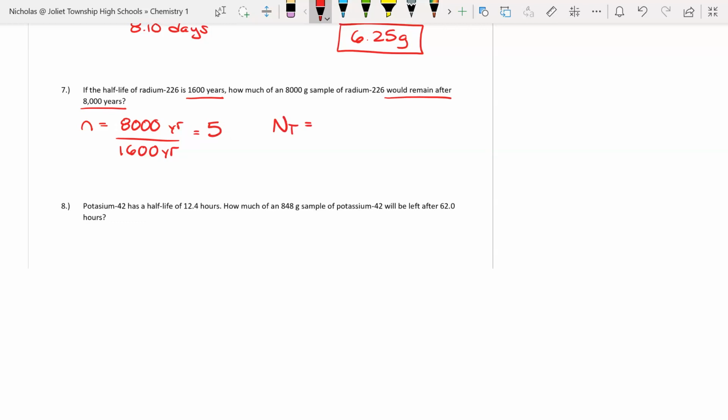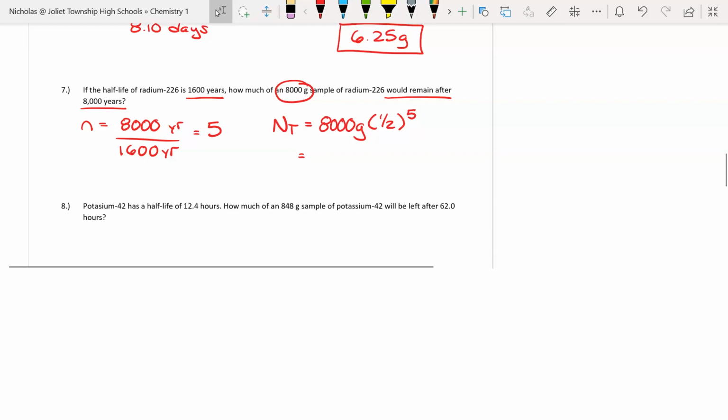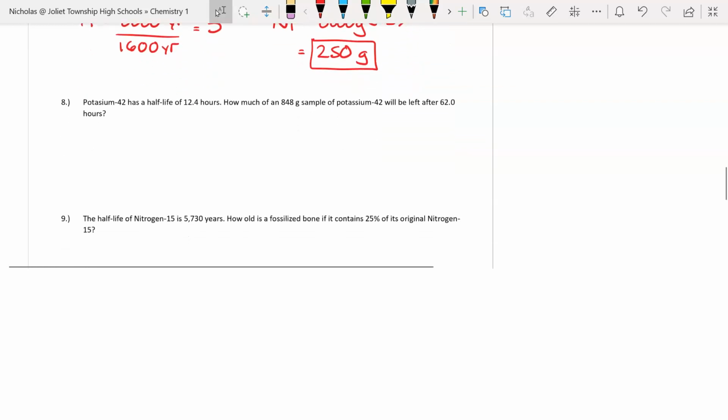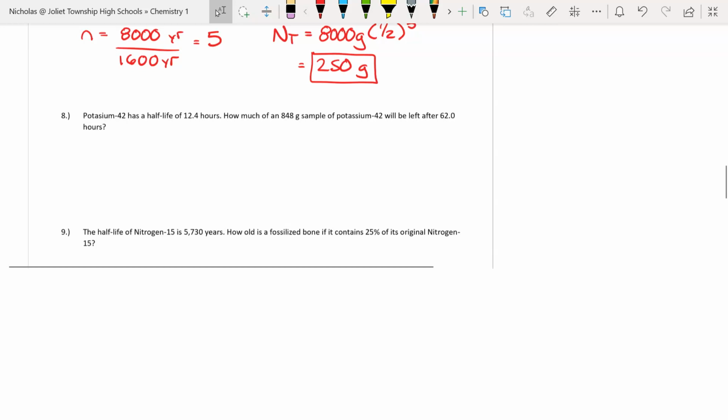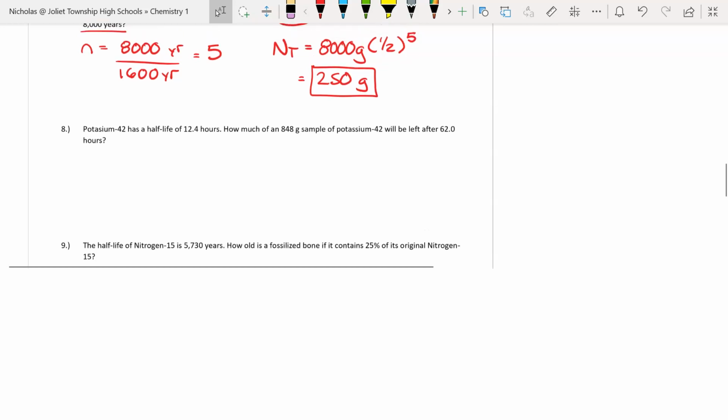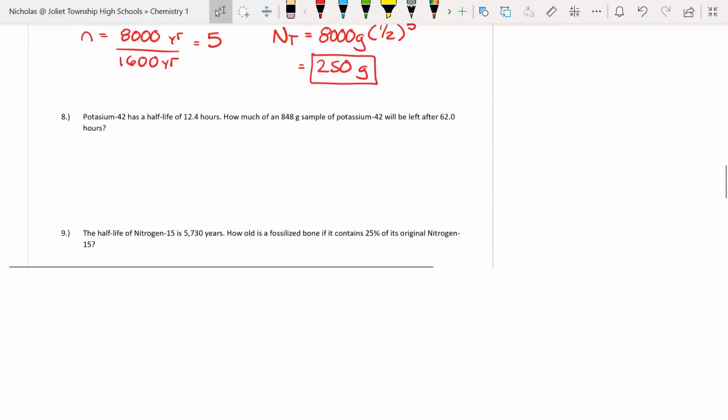My starting mass is 8,000 grams times 1/2 to the N, which is 5, as we found out. So on my calculator, 8,000 times 1/2 to the 5th gives me 250 grams. All right, I think I have 2 more here.